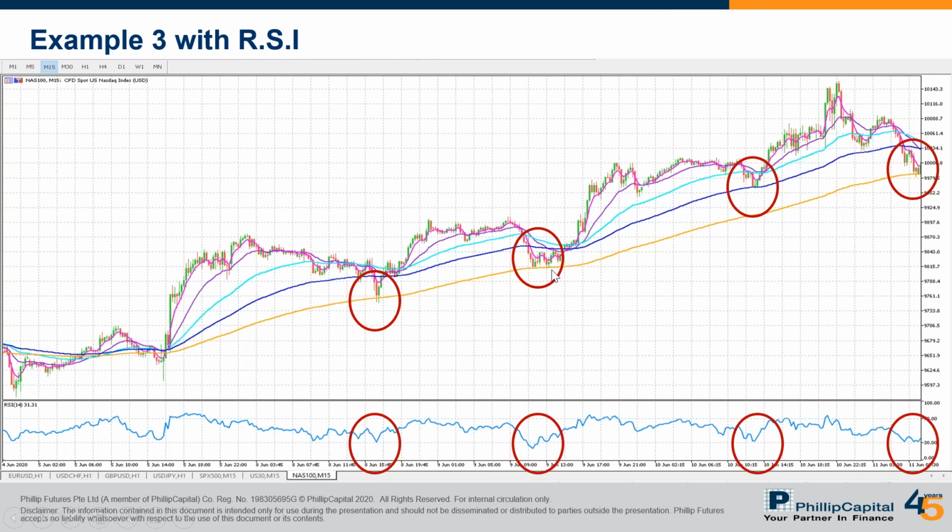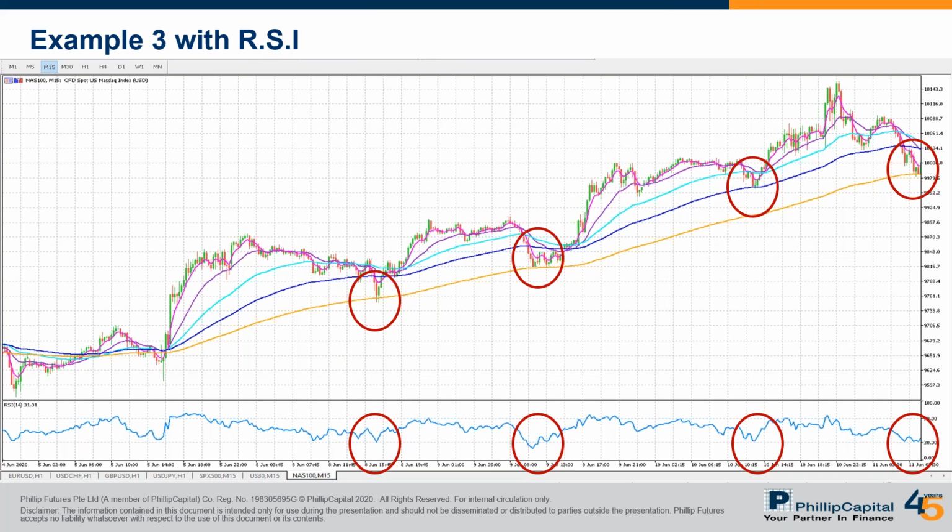If you look at the first two circles, when the price comes down and hits the orange line at the 200 moving average, the RSI is also showing an indication of oversold. Oversold means the price is low, sold too fast, and it hits the support. This is the best time to buy, right?